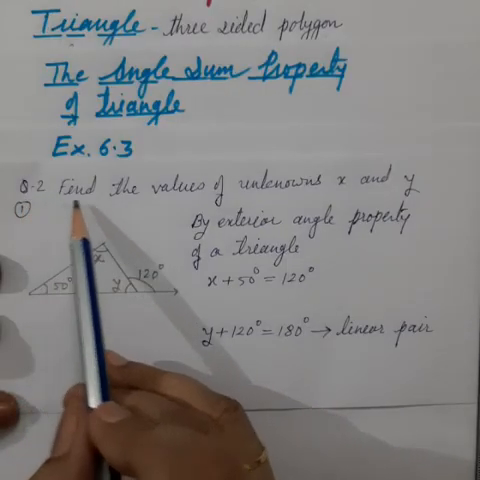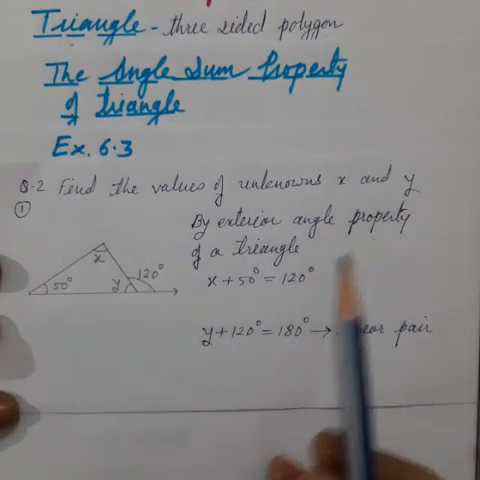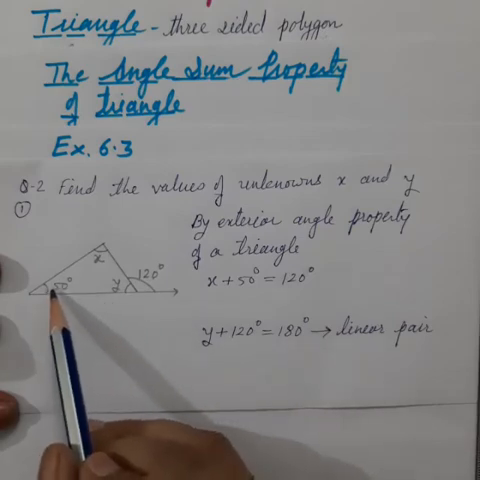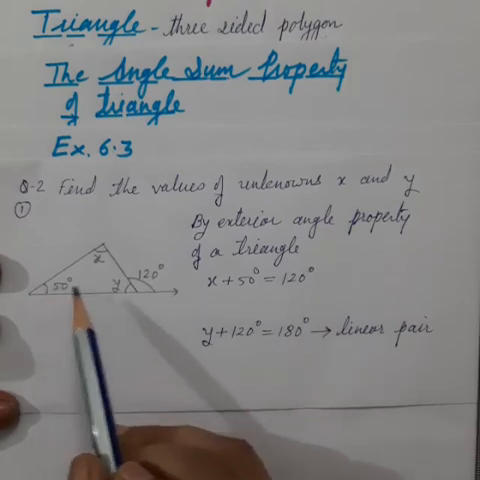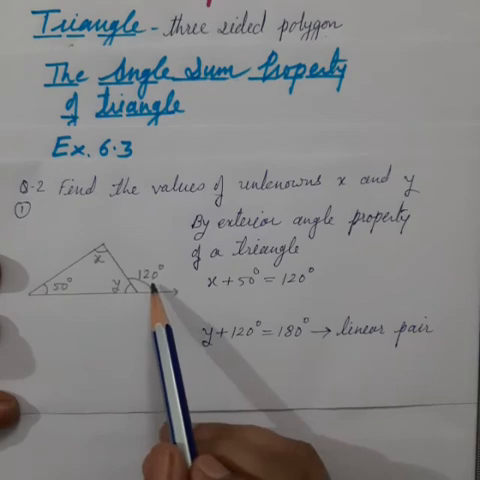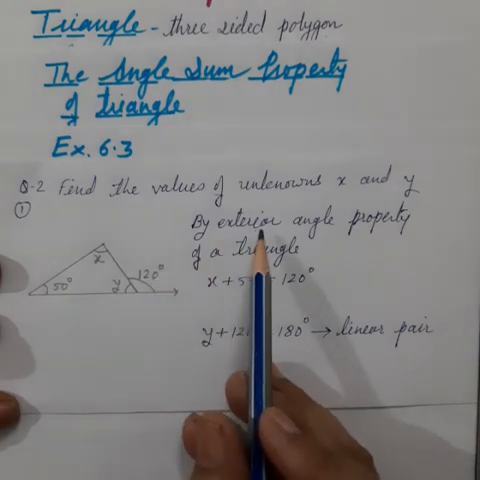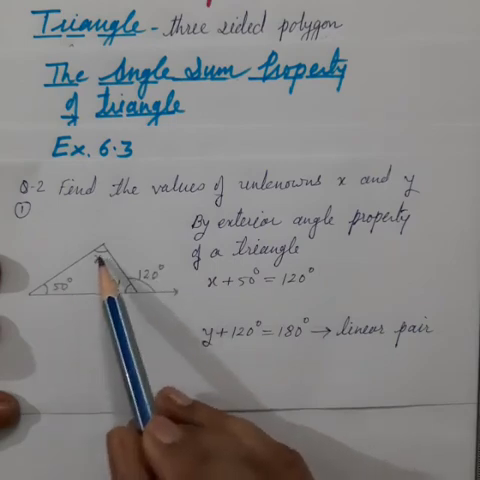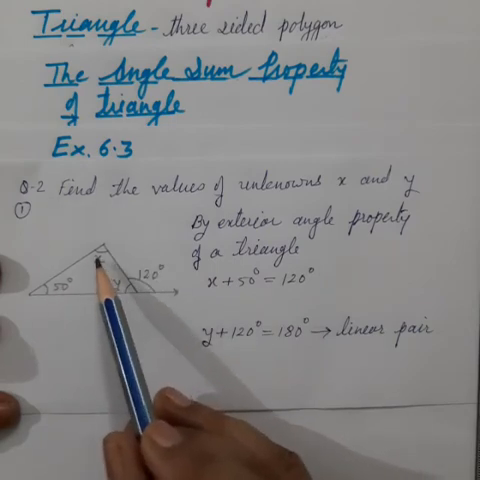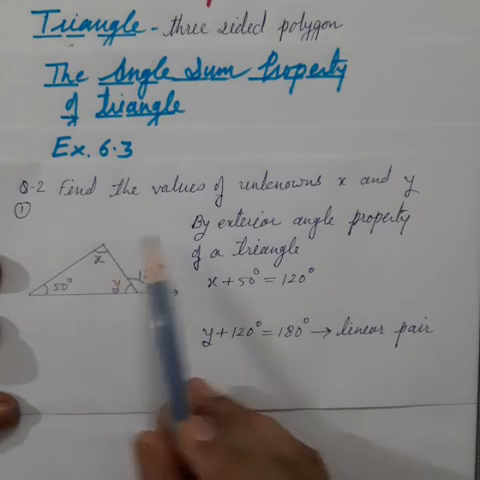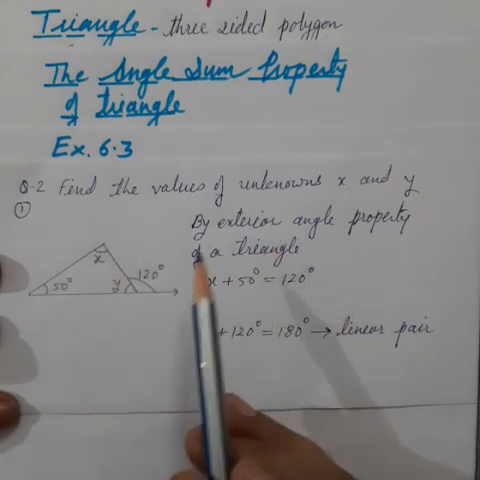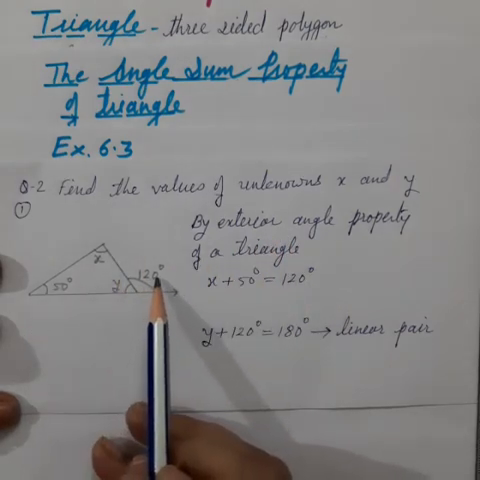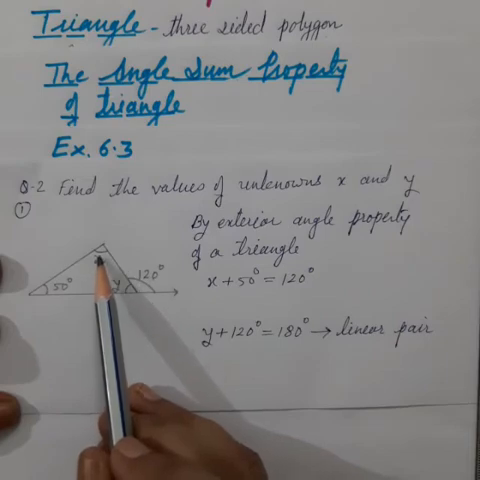Coming to question 2. Find the values of unknowns x and y. In this triangle, one interior angle is given, 50 degrees, and one exterior angle is given, 120 degrees. And we know that by exterior angle property of the triangle, the exterior angle is equal to the sum of its interior opposite angles. So to find the value of x, we can use the exterior angle property. Subtract 50 degrees from 120 degrees, we will get the value of x.